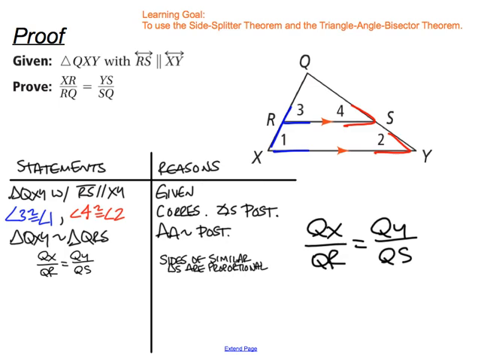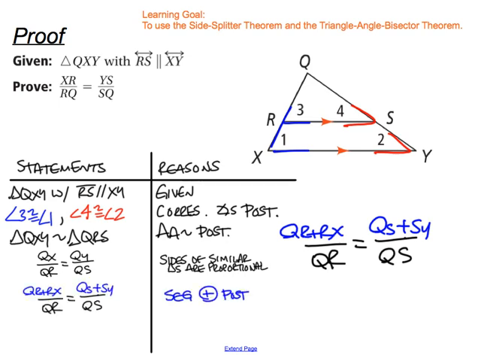Now here we're going to use segment addition postulate. So now I'm going to write the top of these two ratios in two separate parts. Rather than having the top of this written as QX, I'm going to write it instead as QR plus RX. And the second one, rather than having QY, I'm going to write this as QS plus SY. So I've split the top using segment addition postulate.